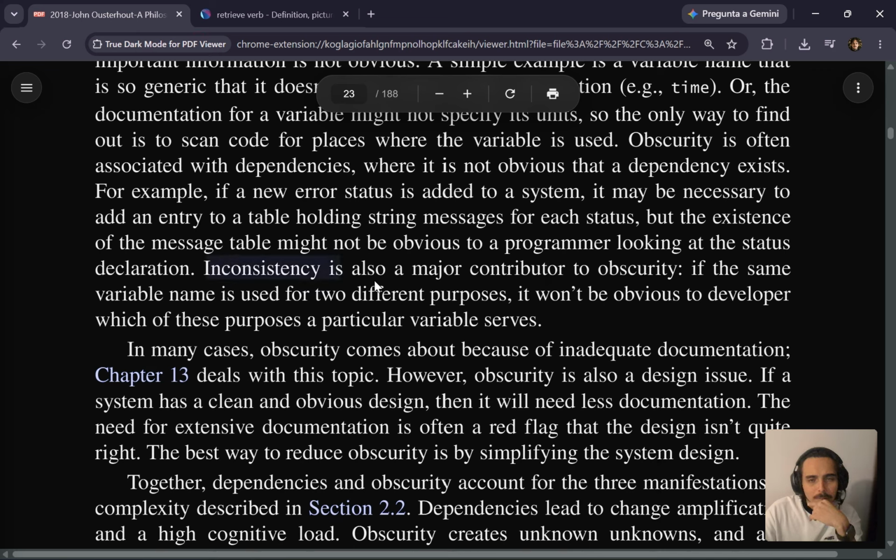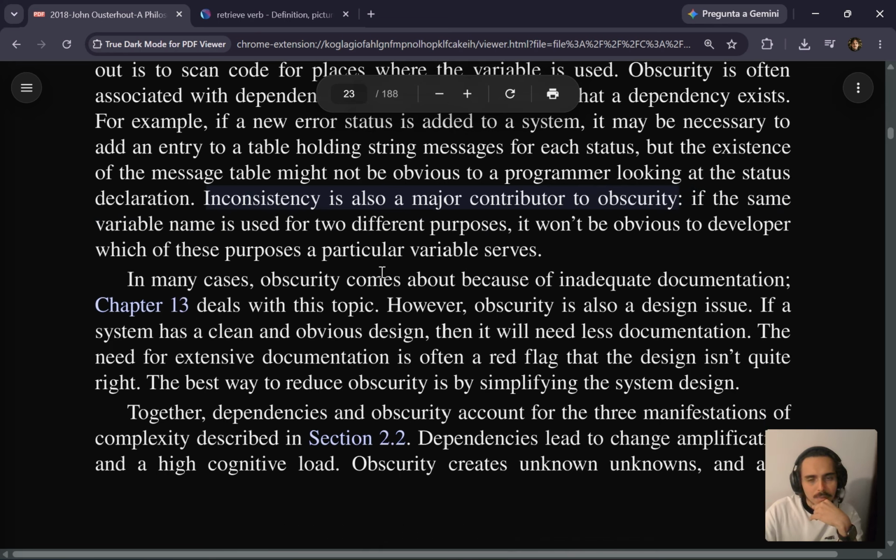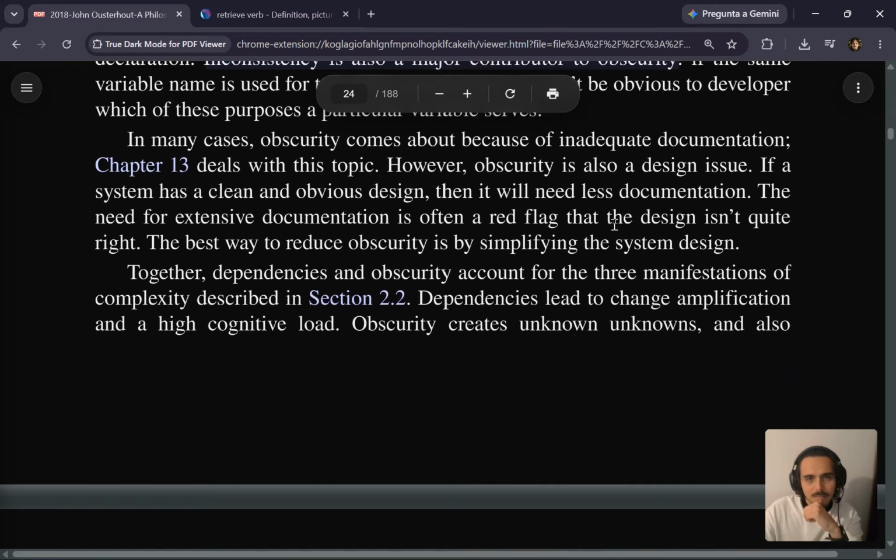Inconsistency is also a major contributor to obscurity. If the same variable name is used for two different purposes, it won't be obvious to developers which of these purposes a particular variable serves. In many cases, obscurity comes about because of inadequate documentation. Yeah, you have to document properly, especially for AI. However, obscurity is also a design issue. If a system has a clean and obvious design, then it will need less documentation.